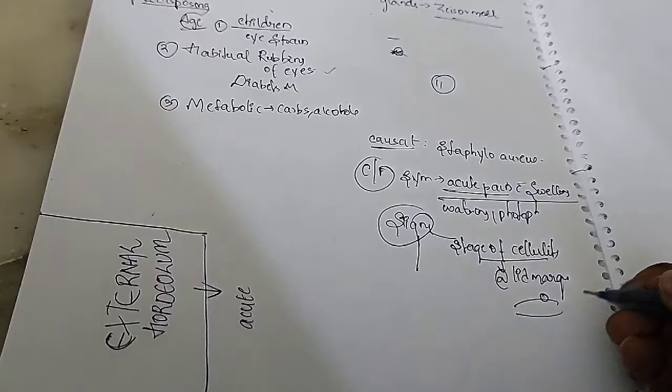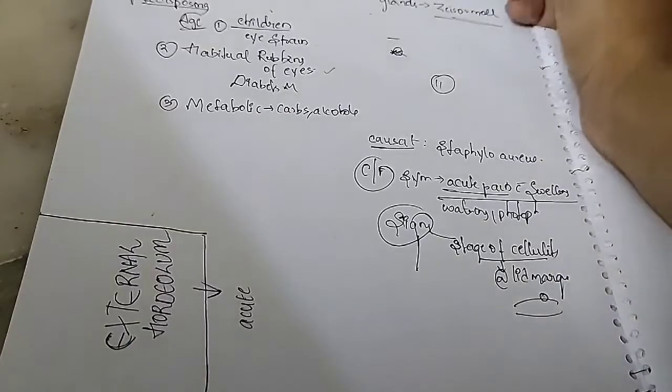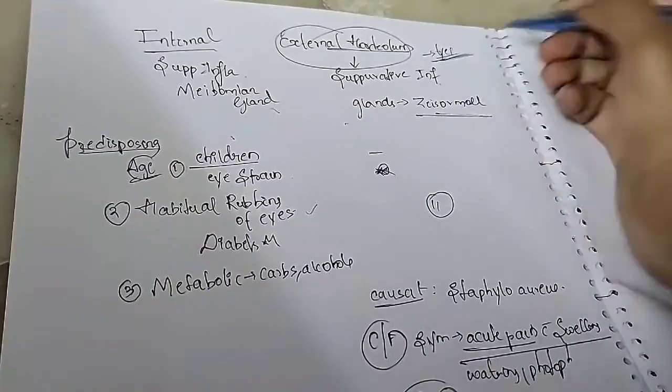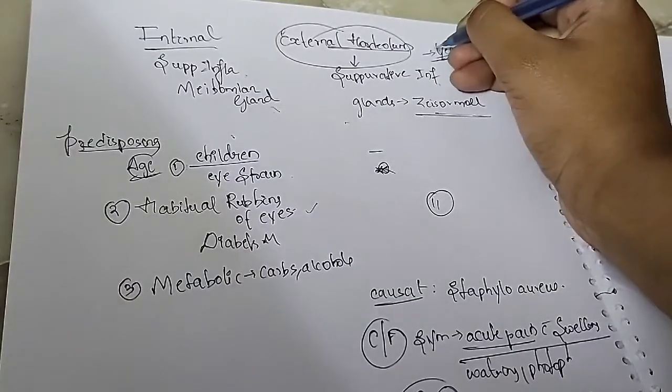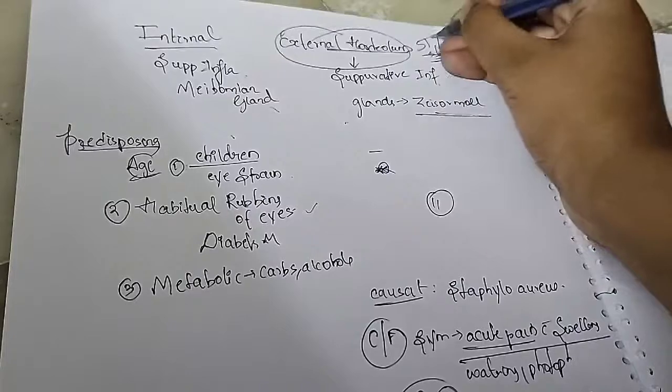And usually there is one stye. External hordeolum is also called a stye. Sorry, I forgot to tell you about that. This is also called a stye, right over here.